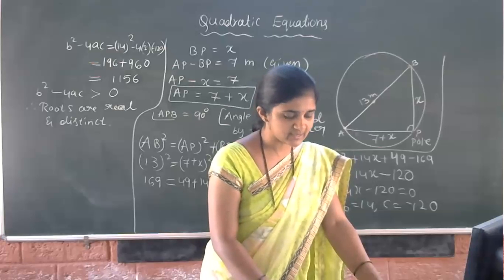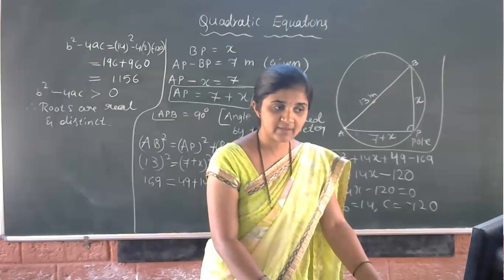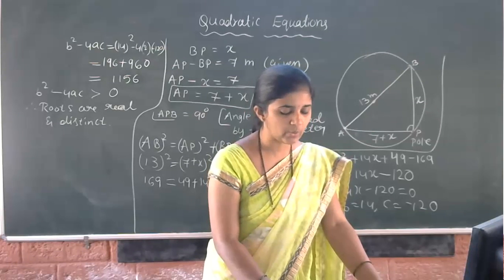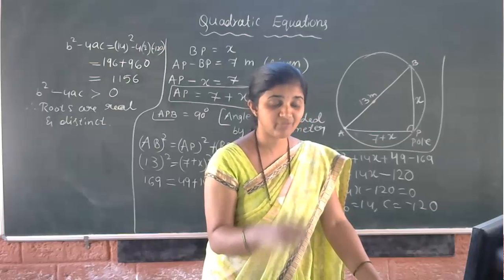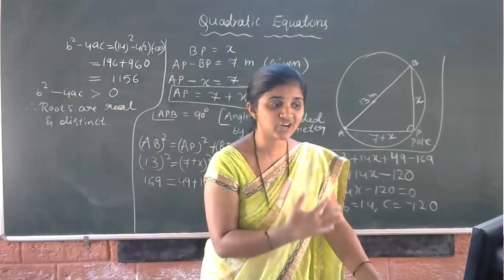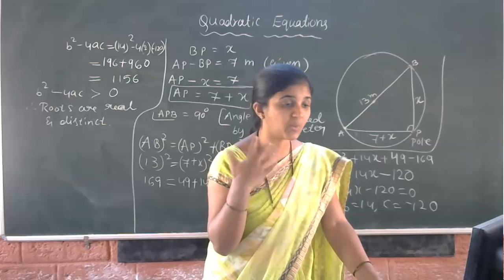Here a value is 3, b value is minus 2, c is 1 by 3. Therefore b square minus 4ac is minus 2 whole square minus 4 into 3 into 1 by 3. There you will get 4 minus 4, 0. You will get the condition b square minus 4ac is equal to 0. So the quadratic equation has two equal roots.